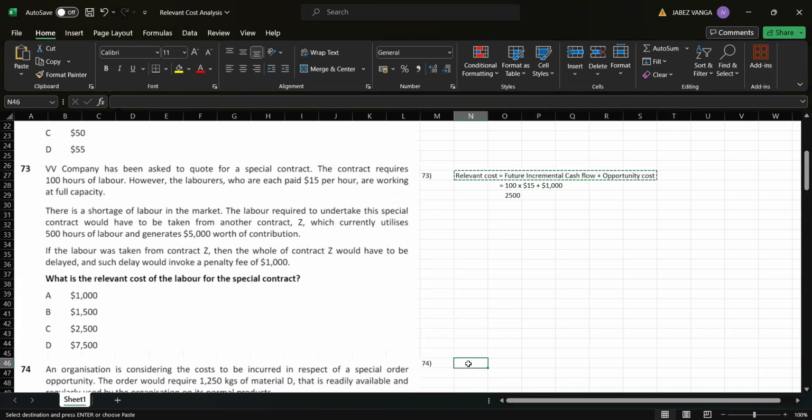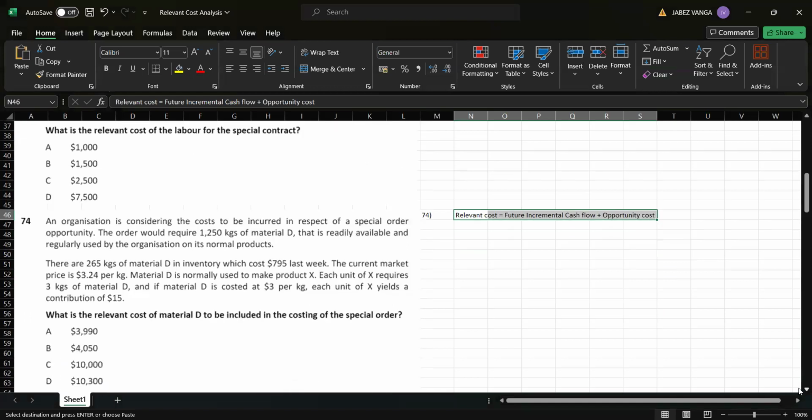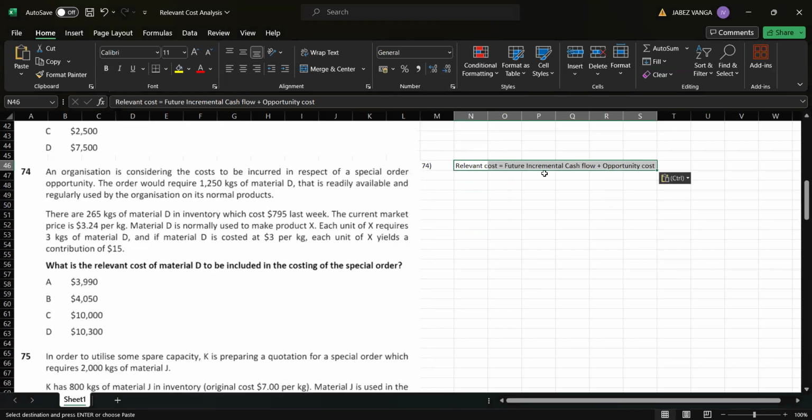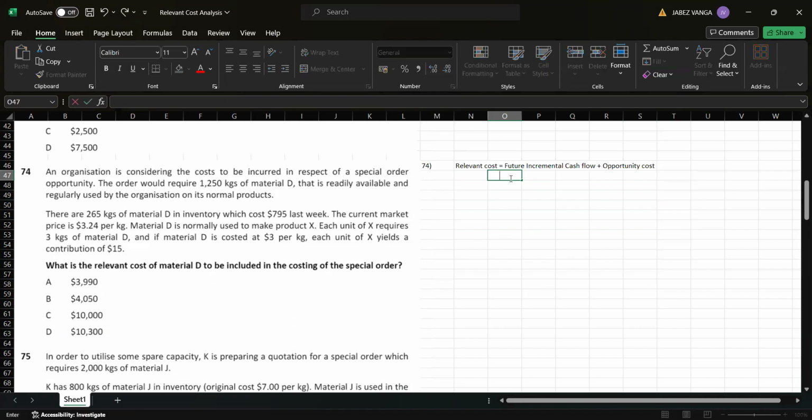The relevant cost is equal to future incremental cash flow plus the opportunity cost. Now, if we look into future incremental cash flow and opportunity cost, 1,250 kgs of material is required. Can that be taken from the existing inventory? No. 265 kgs are available. That is one thing.